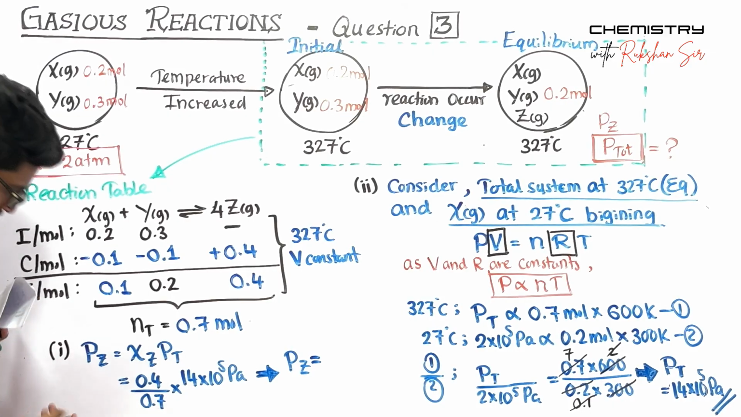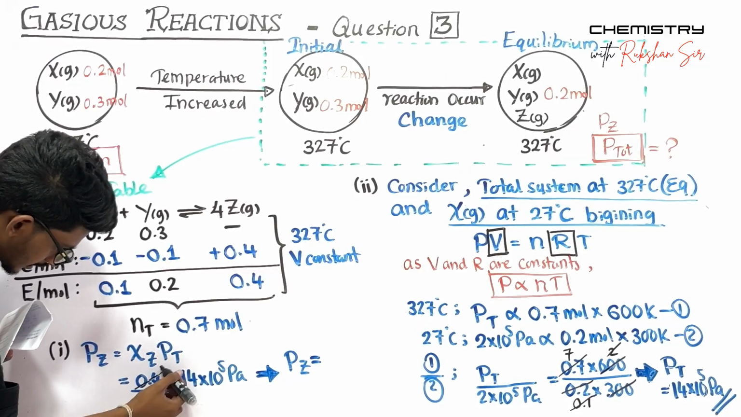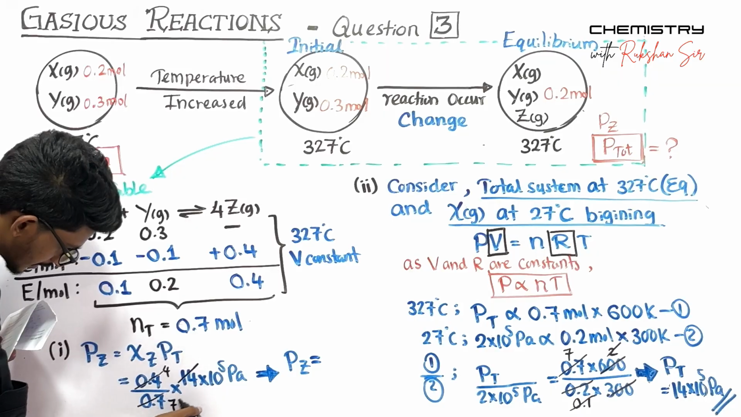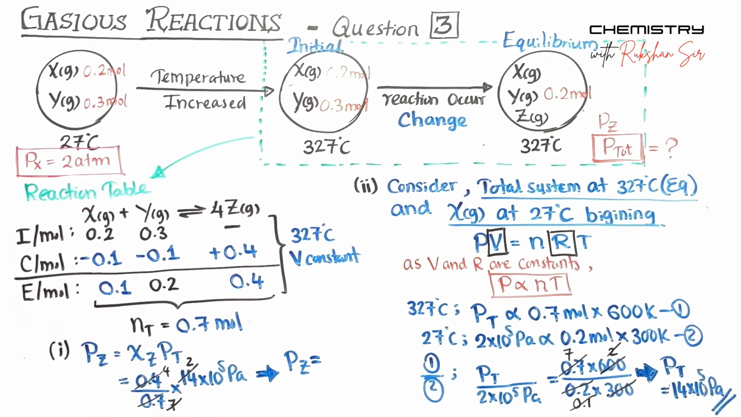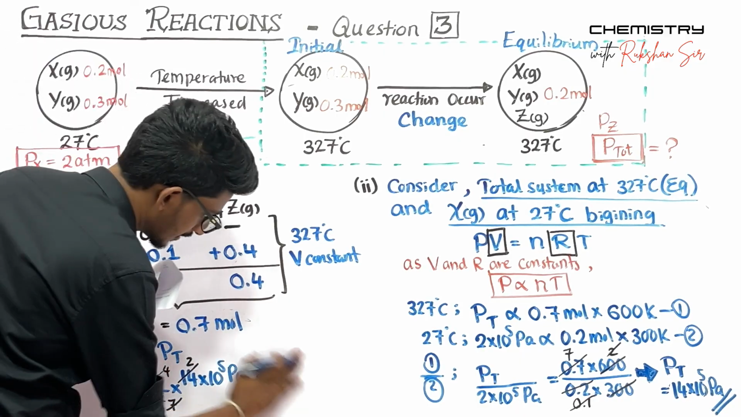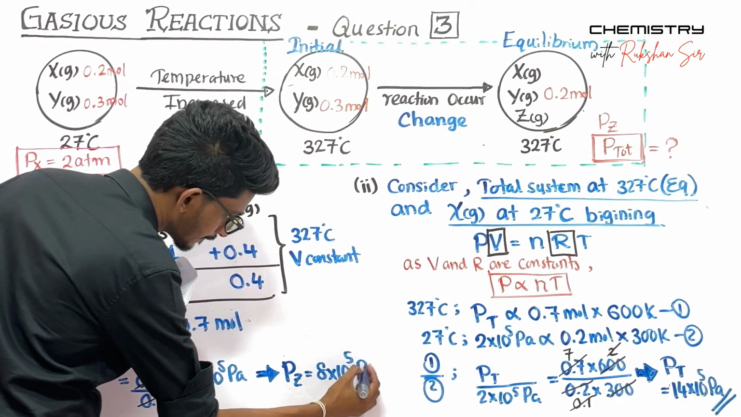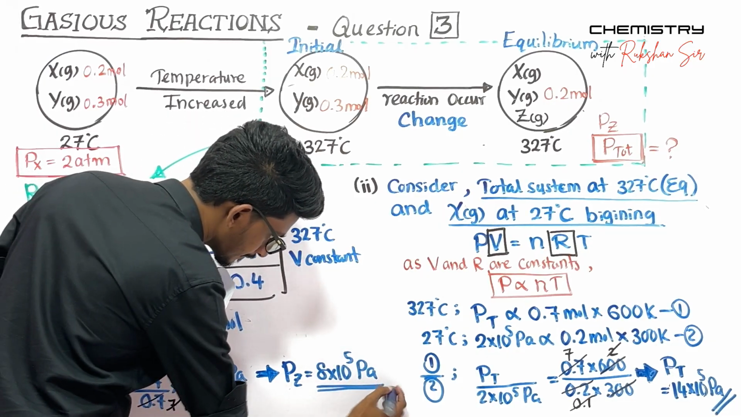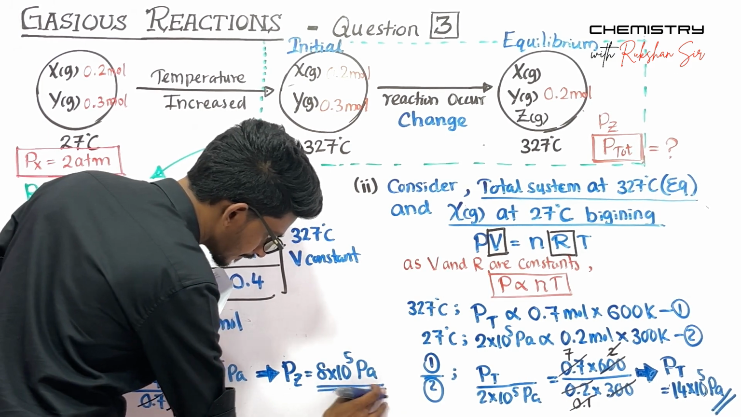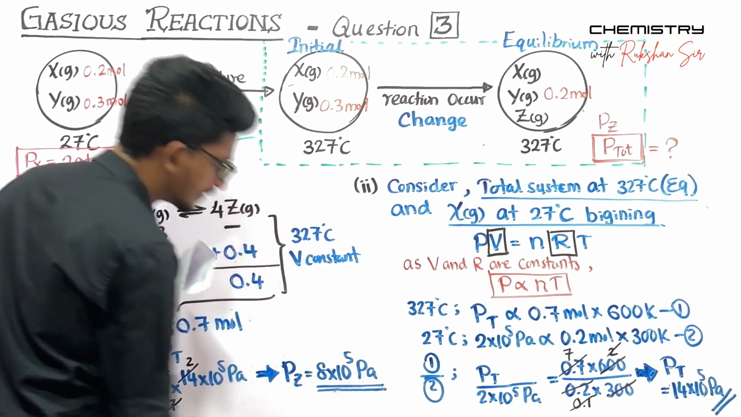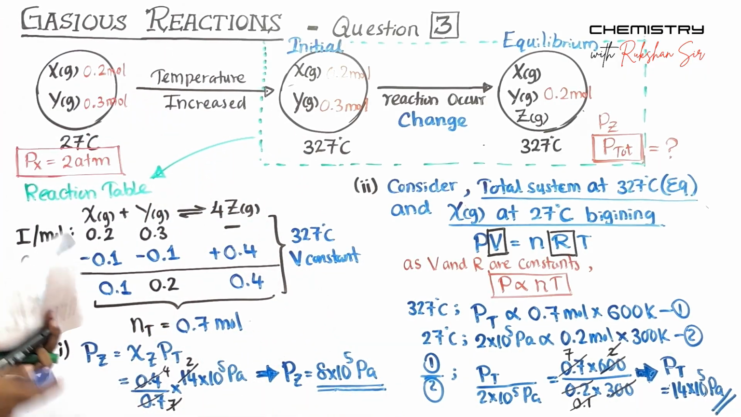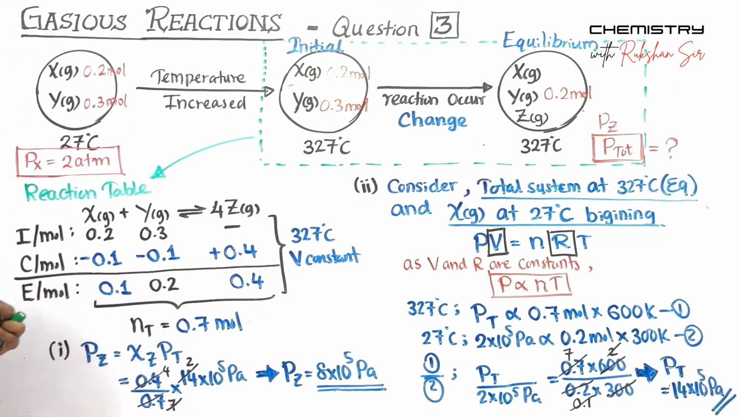So this is cancel of 4 to 7, no? 4 to 7, and this is cancel of that 7 as 2. So 8 into 10 power 5. So P set is going to be 8 into 10 power 5 pascals. Right? So this is how we are supposed to solve this kind of question. Okay, let's complete the stuff there.